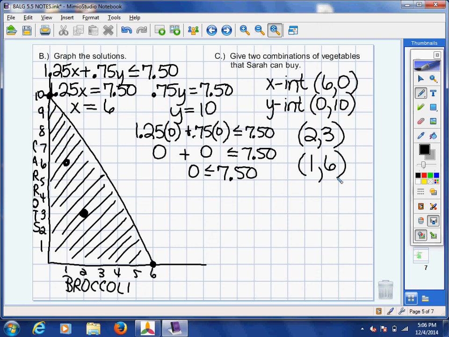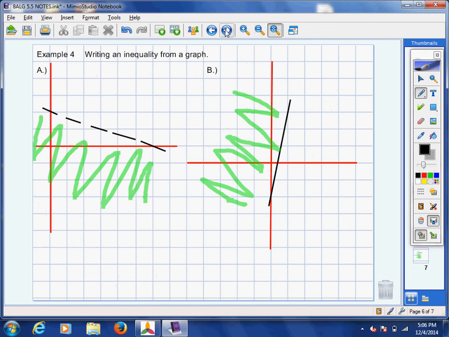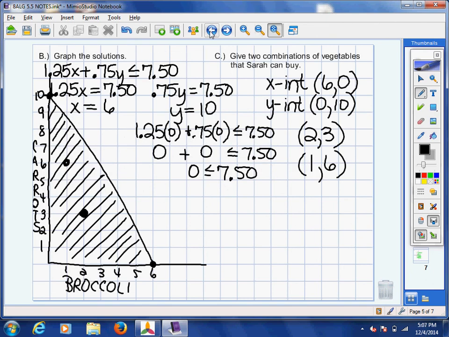Okay, so I gave you 4 points. They just wanted 2 points. I'm just trying to show you that as long as you pick a point in the shaded area, or if your line is solid, you can pick any point on the line, you're good to go. Okay, so I don't think I gave any extra credit on that, so we'll end right here. Bring any questions that you have about this to class.